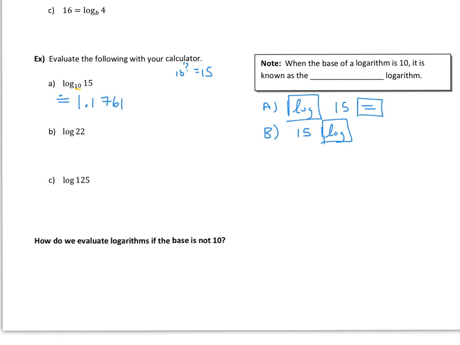All right, so that's a base of 10. The log button on your calculator is implied to have a base of 10. When the base of a logarithm is 10, it is known as the common logarithm. There are lots of applications in real life, lots of science things that use logarithms with a base of 10, so we do have that button on our calculator. You just put in your argument and hit log, or vice versa, log and then your argument and equals.